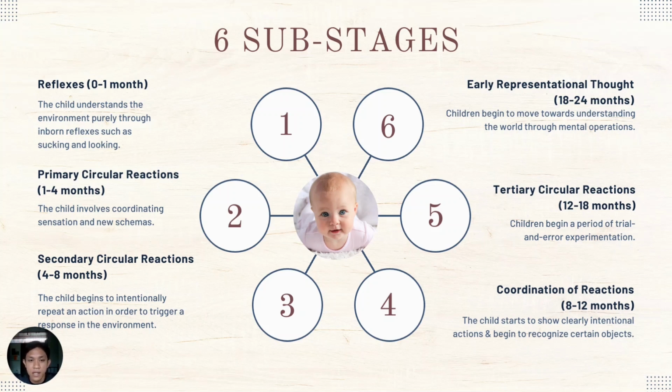The fifth substage is tertiary circular reaction, from 12 to 18 months, when children begin a period of trial and error experimentation. For example, a child may try out different sounds or actions as a way of getting attention from a caregiver. And lastly is early representational thought, from 18 to 24 months. These children begin to move towards understanding the world through mental operations.